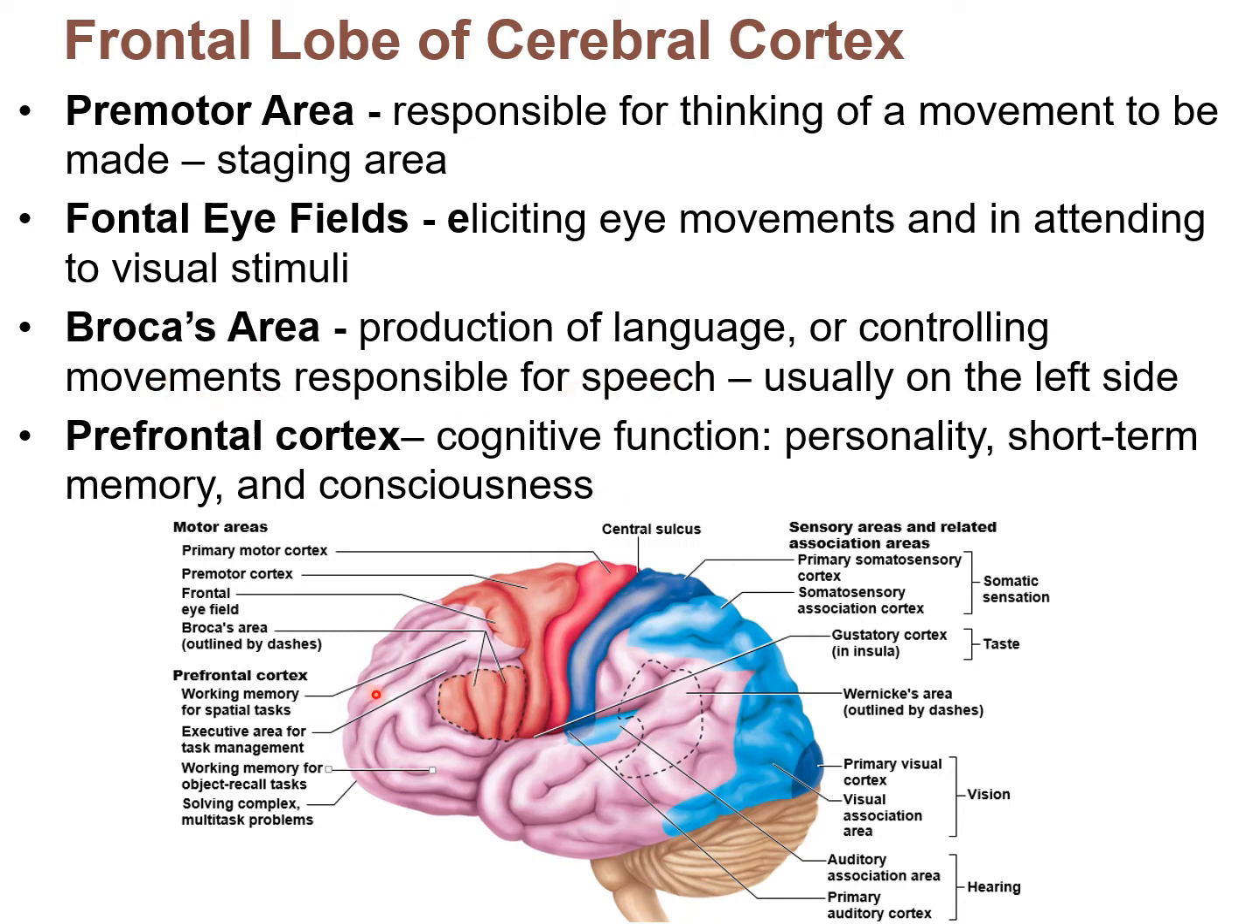So really think of the frontal lobe mainly as your motor function. We've got the premotor area. Broca's area is motor, or movements, for speech, and then of course personality, mainly up front here in the prefrontal cortex.